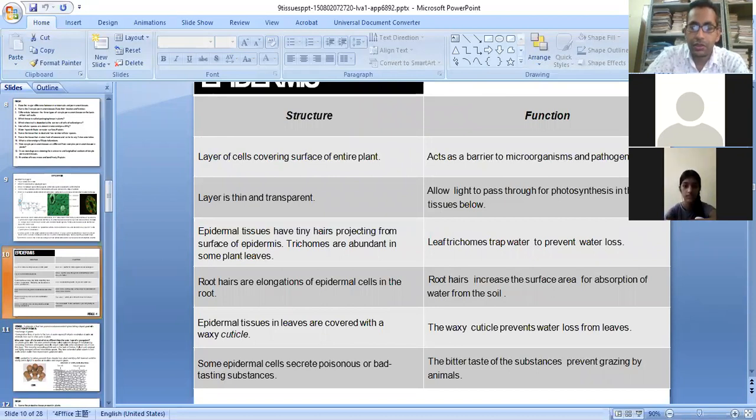What is the function of the trichome? Leaf trichomes trap water to prevent water loss.